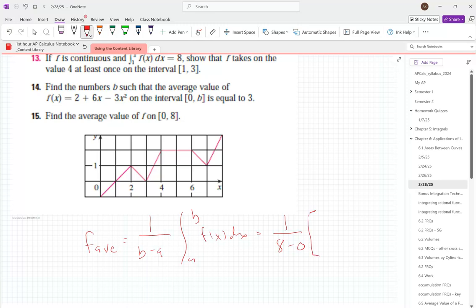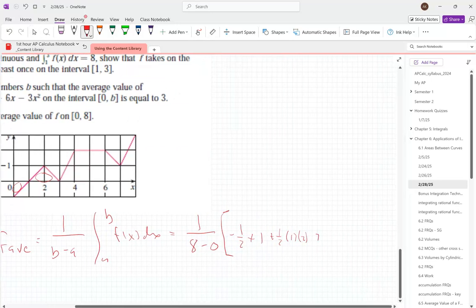And then to calculate the integral of f of x dx, I'm just going to count the area under the curve. So I'm going to have negative 1/2 for this, positive 1 for that. I have this triangle, so that's 1/2 times 1 times 2, plus this square, so that's 2 squared.